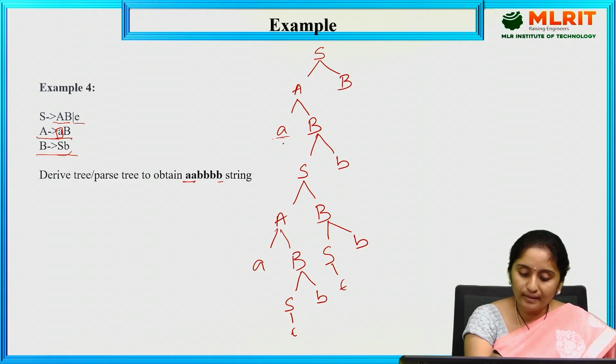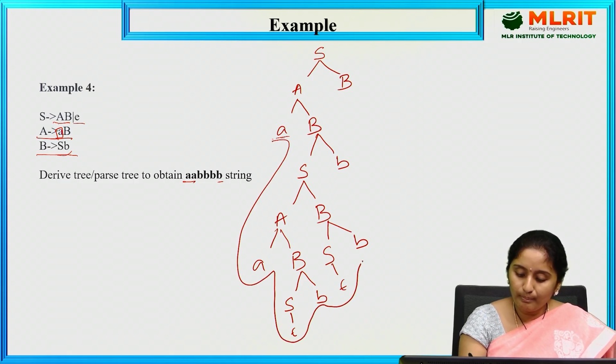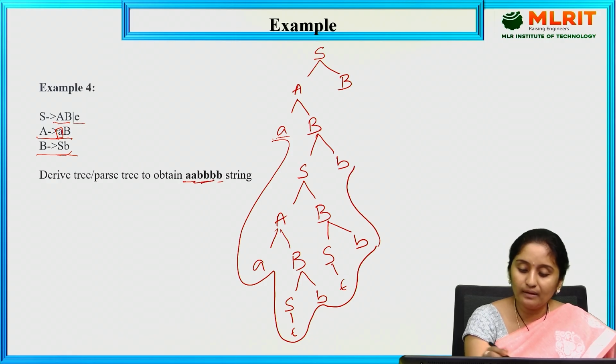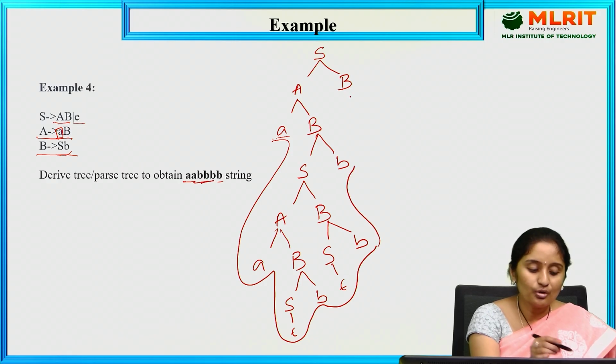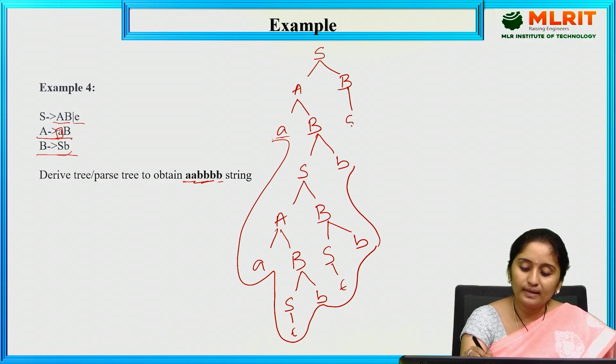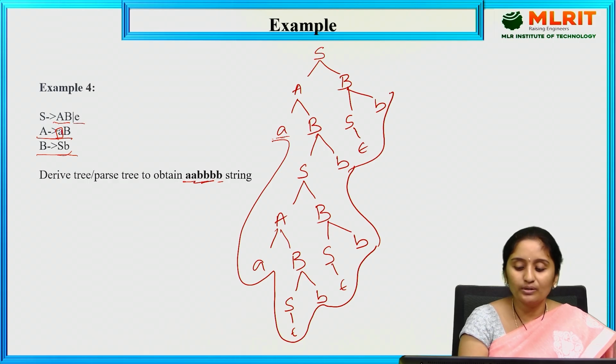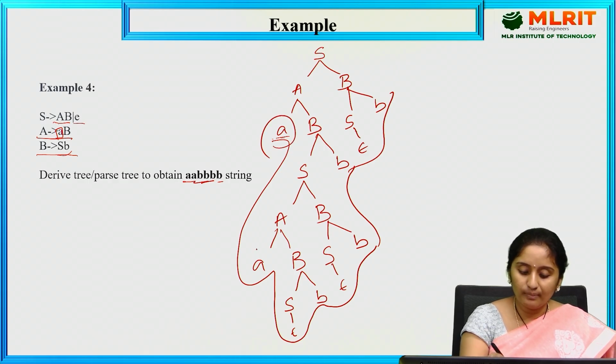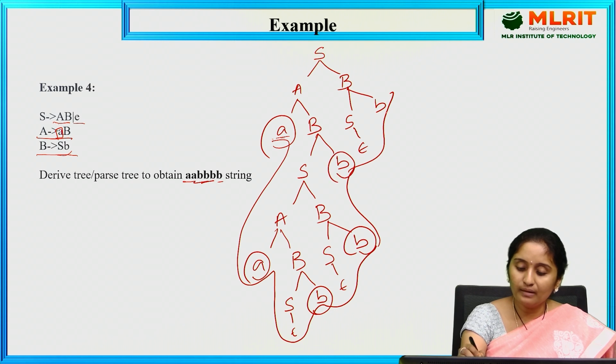Two A's I read and completed. So epsilon, B, two B's are completed, and the next B is also completed. What I am left with is B. So B should be replaced with S and B, and this S I can replace with epsilon. So I got this: A, B, B, B, B, nothing but A and four B's.